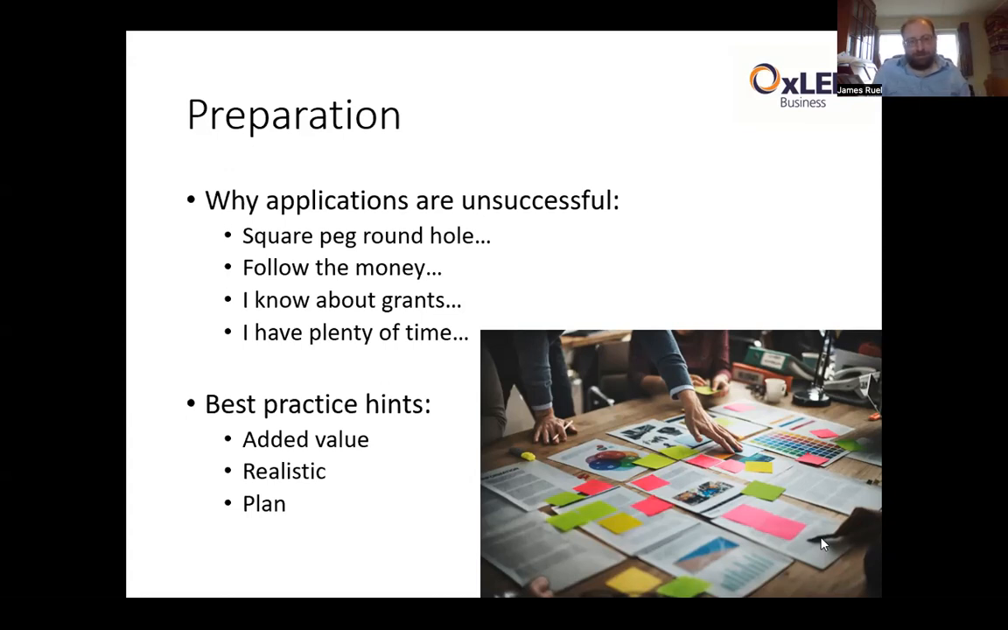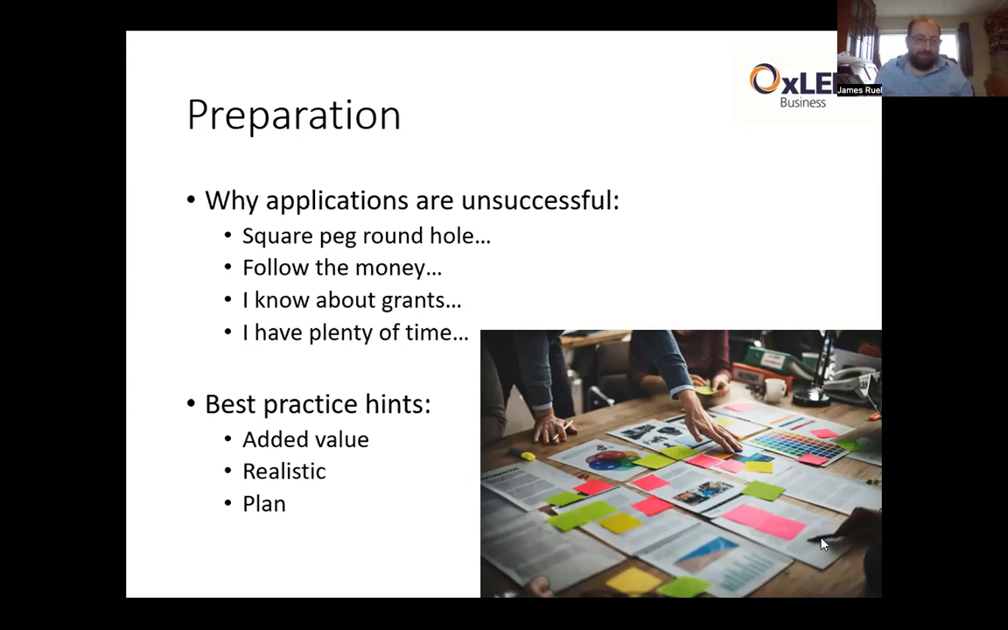Applications are unsuccessful if there is not a good fit between the grant project that you're proposing and the funding stream that you're proposing it to. If they don't fit, they are either unlikely to be successful or very difficult to deliver effectively. So make sure that you fit the funding stream that you're applying to. Don't try and force it in just because there's some money.